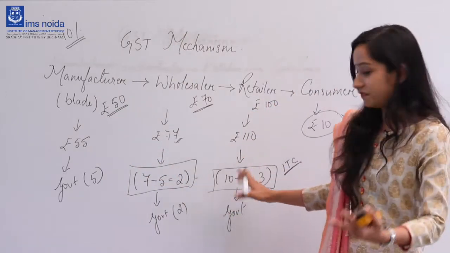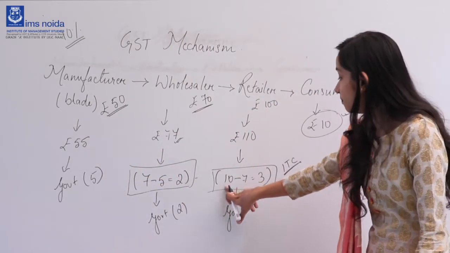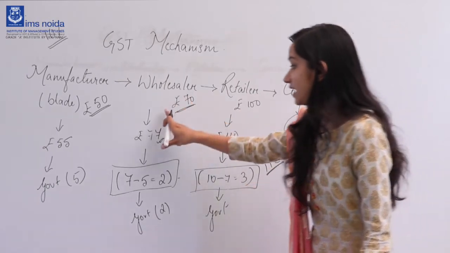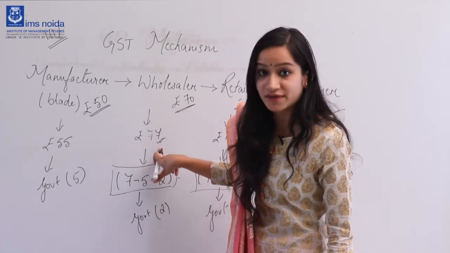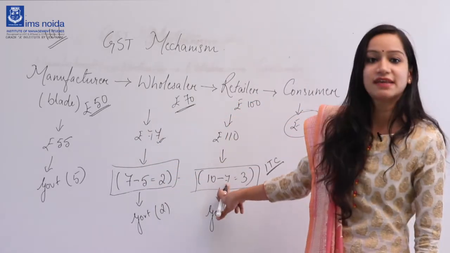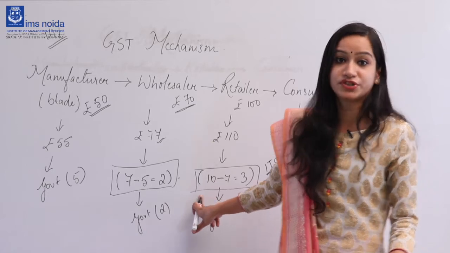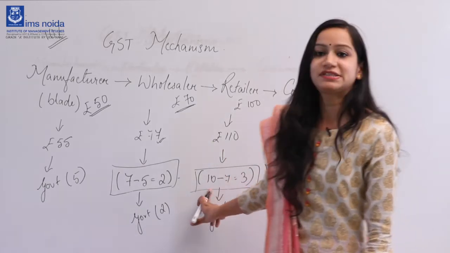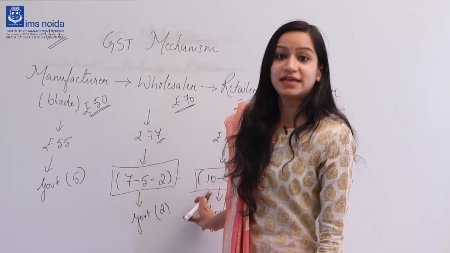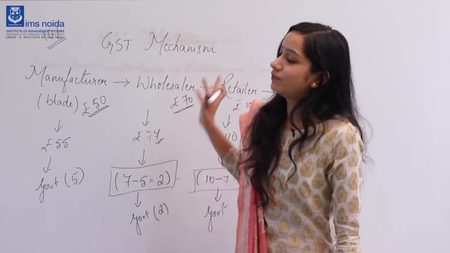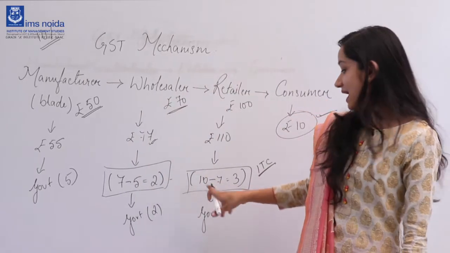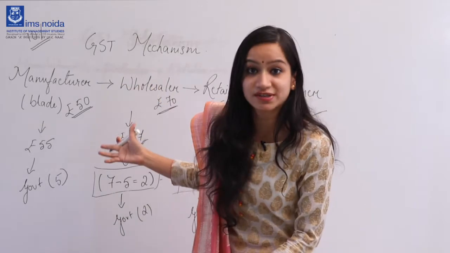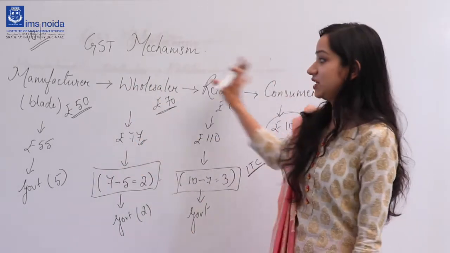Here, just a revision: we have said that rupees 10 he has received from the consumer, but since while purchasing he has paid rupees 7, he will deduct that 7 from the total amount which he has received, and the remaining value he will pay to the government. Here rupees 10 is the output tax, the tax which is received while selling the product, and rupees 7 is the tax which he has paid while he purchased the product. So this is how GST works.